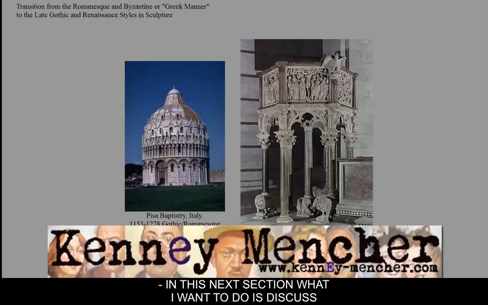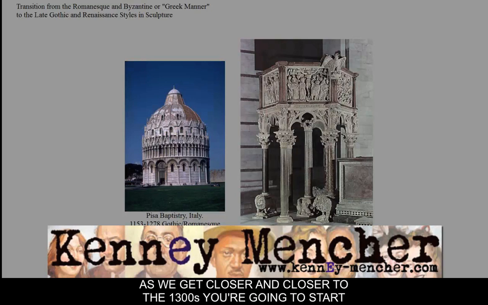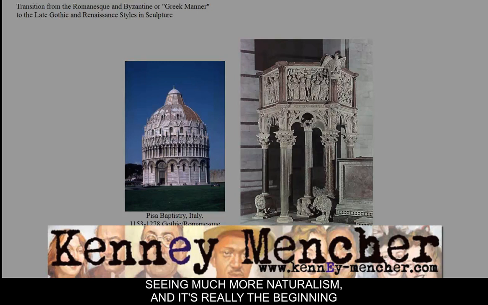In this next section, what I want to do is discuss a transition from earlier periods to later periods. My main thesis is that as we get closer and closer to the 1300s, you're going to start seeing much more naturalism, and it's really the beginning of the Renaissance, which is a rebirth of the classicism that we saw from ancient Rome and Greece.